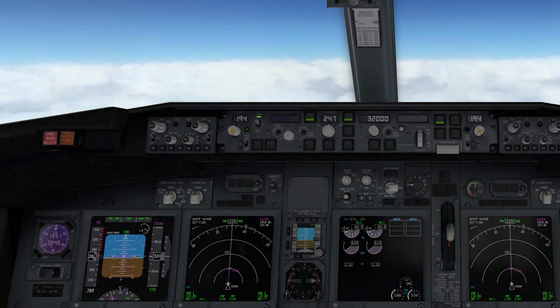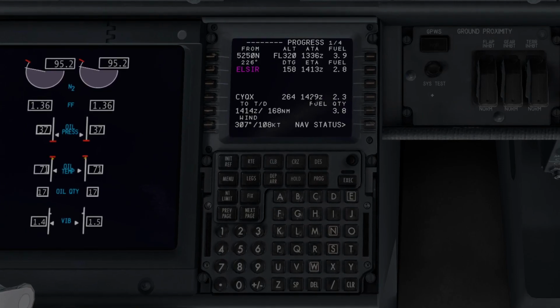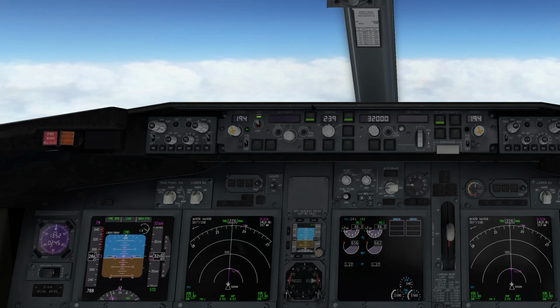Welcome back. So we just passed the 5250 November waypoint. Now we are heading towards Elsyr. So it's probably time to check the arrival. So we had a strong crosswind, 108 knots. Time at destination is 14:29, roughly 35 minutes from now.